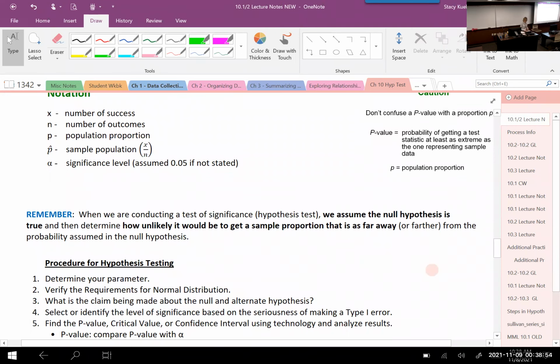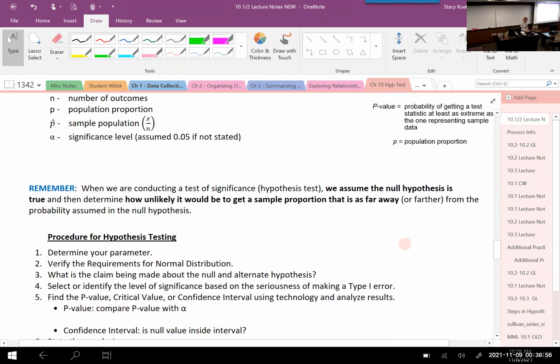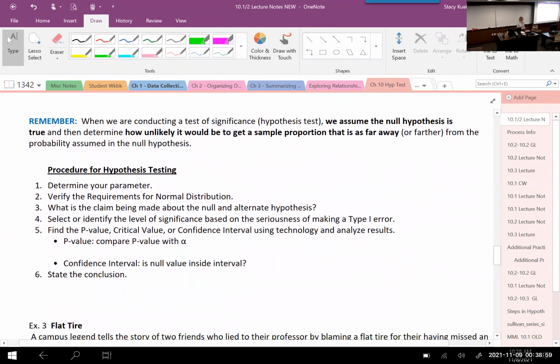And then just a reminder about all of the p's: don't confuse a p-value with a proportion. It's in your notes. Remember that when we're conducting our hypothesis test, which we call our test of significance, we are assuming the null is true and asking how likely it would be to get a sample proportion that is as far away or farther from our presumed probability in the null hypothesis. That's the goal of this hypothesis test.